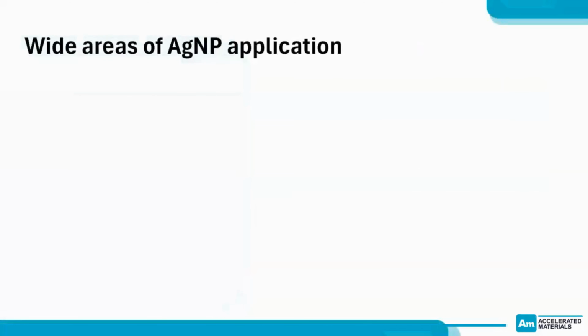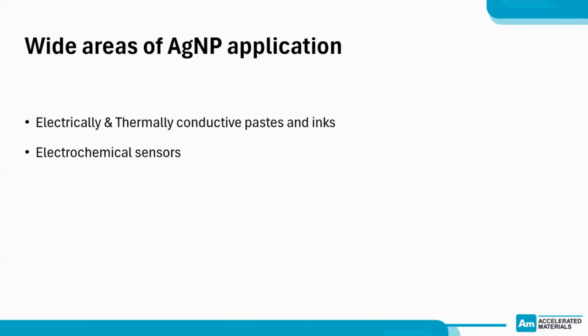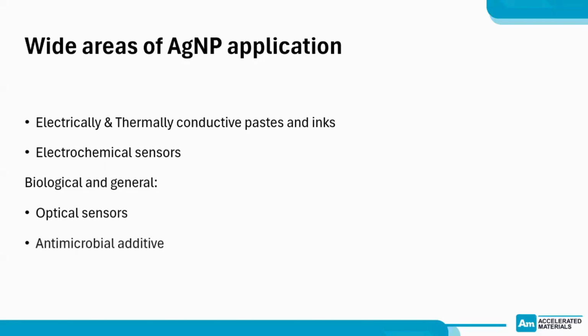All right, let's go for some areas of application for the silver nanoparticles, right? Since bulk silver and the nanoparticles exhibit very good thermal and electrical conductivity, they could be widely used as conductive pastes and inks. And because the nanoparticles have the so-called surface plasmon resonance, they could be used as optical sensors in biological and general use, and also as antimicrobial additives. Of course, these nanoparticles can be coated or decorated with different semiconductor types like titania or zinc oxide.